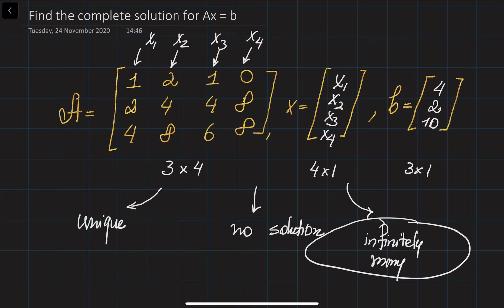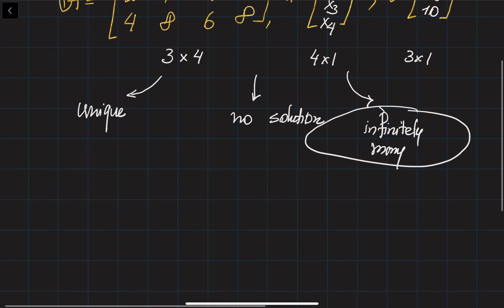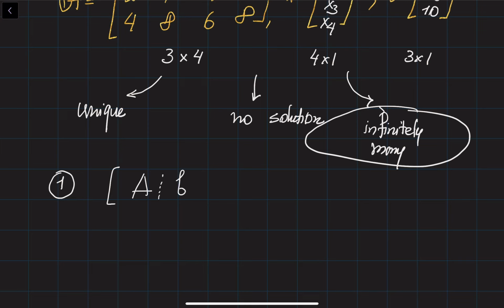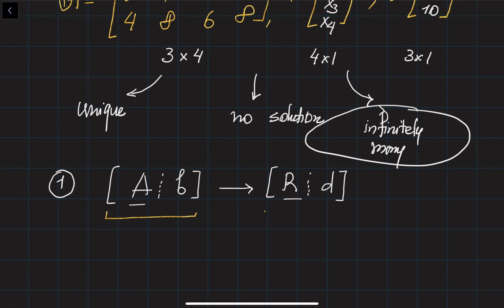So the algorithm of constructing the complete solution for this kind of system is the following. First of all, we need to create the augmented matrix by putting the coefficient matrix A and the right-hand side vector B together, and bring this matrix to the reduced row echelon form, essentially to the form R, which is going to be the reduced row echelon form of the matrix A. Obviously this B is going to change and become another vector D. So obviously the initial augmented matrix is going to be different from this one.